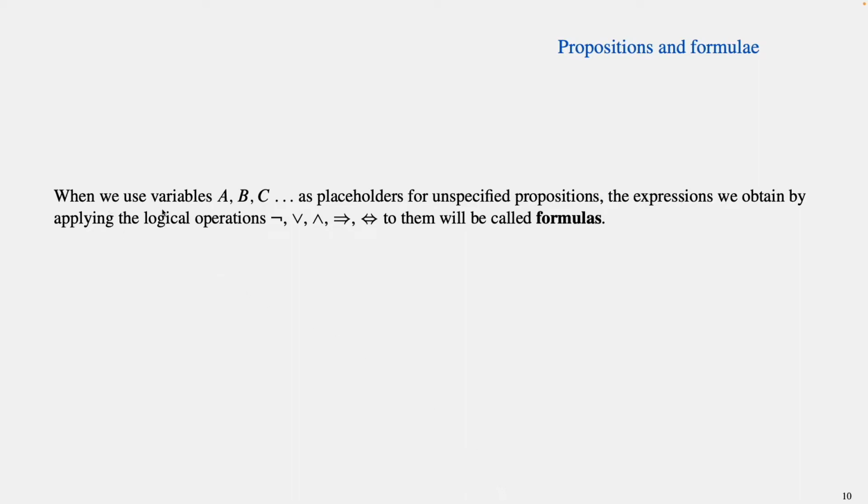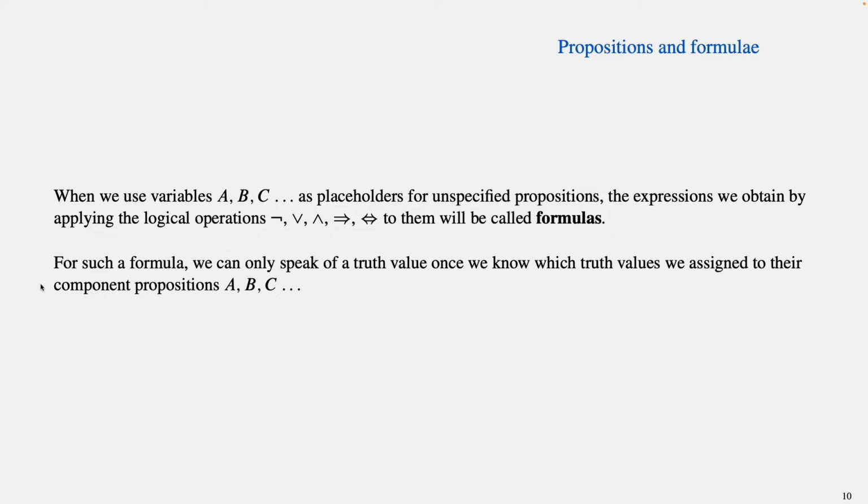And when we use variables A, B, C, and so on as placeholders for unspecified propositions, then the expressions we obtain by applying the logical operations that we just got to know will be called formulas. Though by a mild abuse of language, I will sometimes simply refer to the formulas as propositions as well. They're just propositions where we haven't made explicit all the parts yet. And for such a formula, one can speak of a truth value once we know which truth values are assigned to their component propositions A, B, C, and so on.